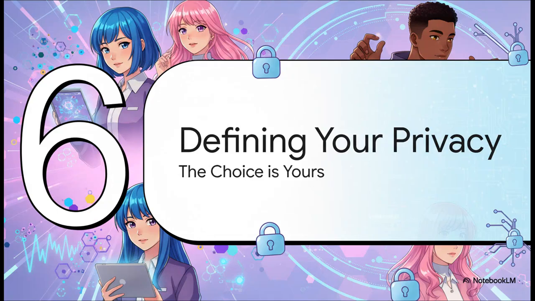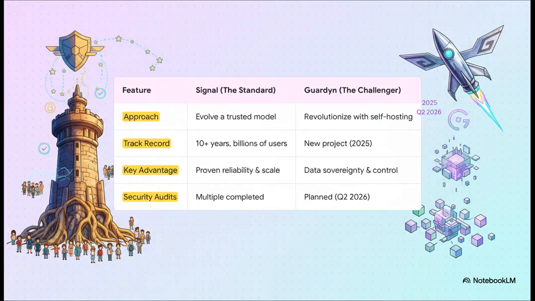So, we've got the evolution of the trusted standard on one side and a revolution in architecture on the other. It's time to figure out what this all means for you, because at the end of the day, you're the one who has to make the choice. And this chart really lays it out. You've got Signal, the reigning champ. It's been in the ring for over 10 years, has billions of users, it's been audited up and down, it's reliable, it's proven, it just works.